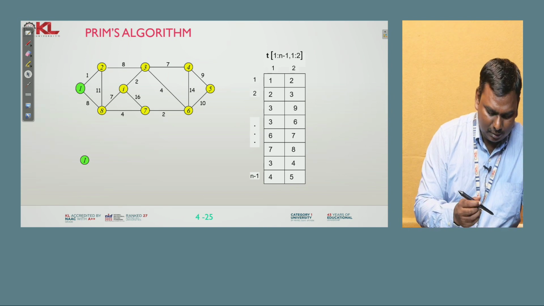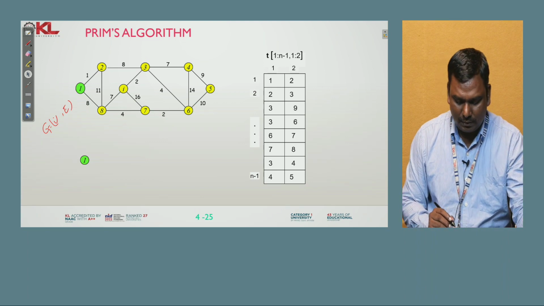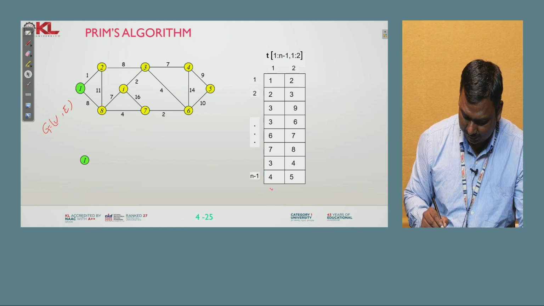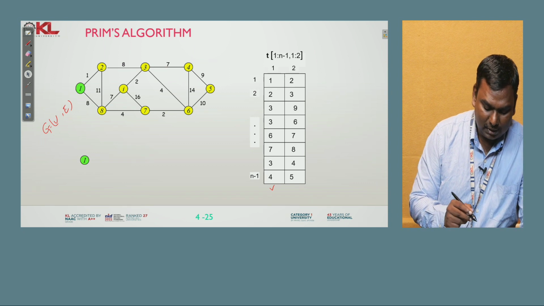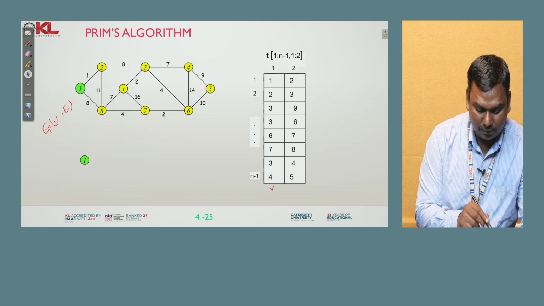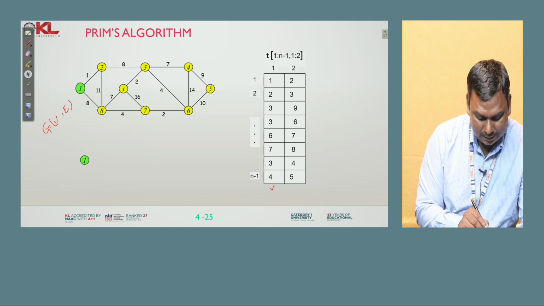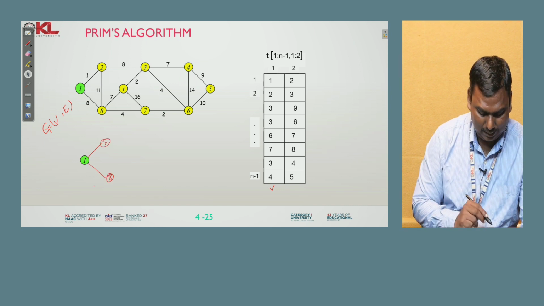Here the graph has a number of vertices and edges. We will check the vertices: 1, 2, 3, 4, 5, 6, 7, 8. Here these are the vertices. So we will start with the first vertex, 1. The first vertex 1 has edges 1 to 2 and 1 to 8.